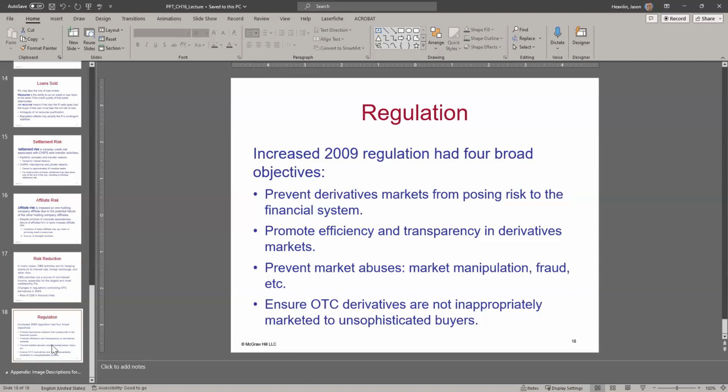Let's talk about regulation. It increased in 2009. Again, not a coincidence, right after the financial crisis. But they had 4 broad objectives. A lot of regulation came out, but these were the 4 key objectives. Prevent derivative markets from posing risk to the financial system. Earlier, we talked about how the trading of derivatives could only be done within the investment bank arm of a financial institution, not the other arms of it, like a depository.